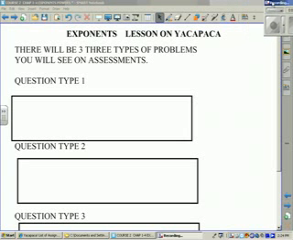Good morning, this is Mr. O'Driscoll, and we're going to do a lesson today on YACAPACA, working with exponents. This comes from Chapter 1, Section 1-4.